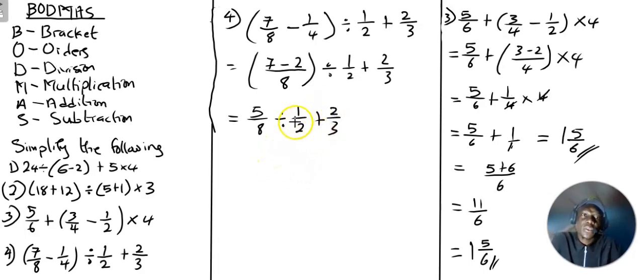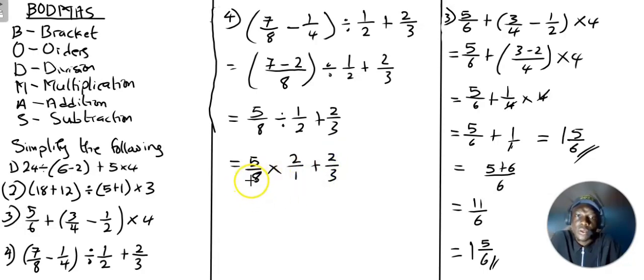So after the bracket, what's the next sign we have here? We have division sign. Okay, so you saw the division sign first. In solving the division sign, remember, if you have to solve division sign, the division sign will change to multiplication, and in changing that, the denominator of the number on the right hand side will become the numerator, while the numerator becomes the denominator. So you have 5 over 8 times 2 over 1 plus 2 over 3.